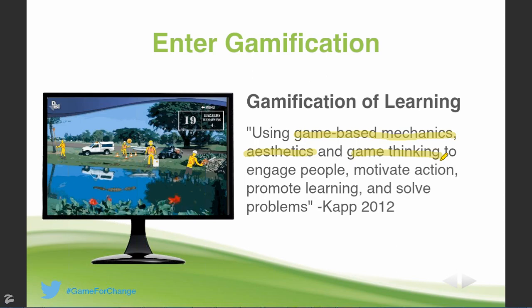We like to help them be able to do their job better. And so it's now time for us to take a look around at what our employees are engaged in and learn from the successes of those other disciplines. So with that, we enter the world of gamification of learning.